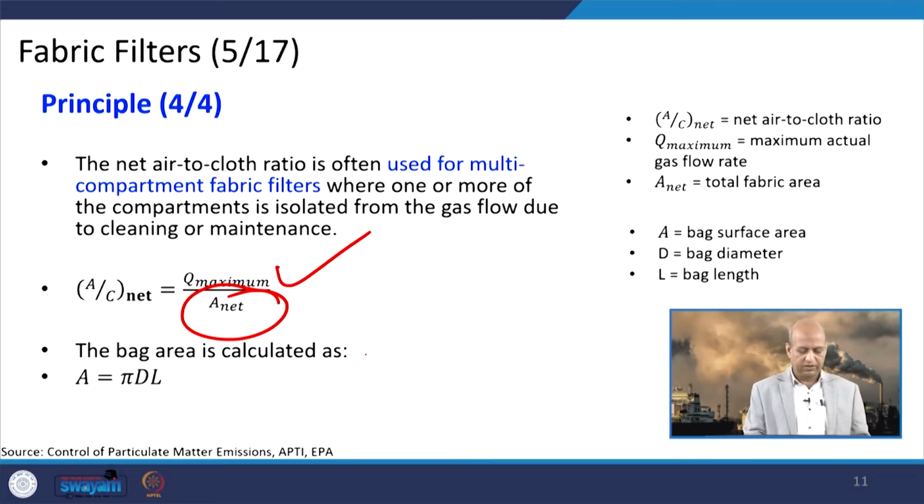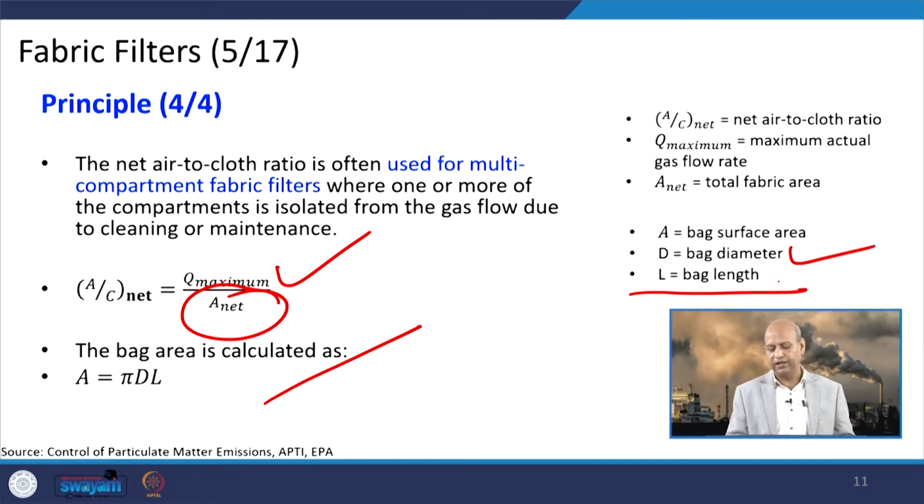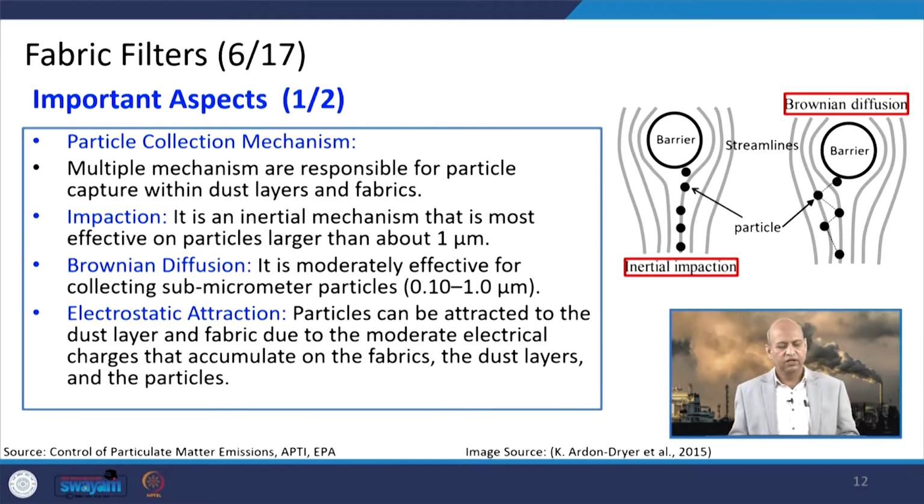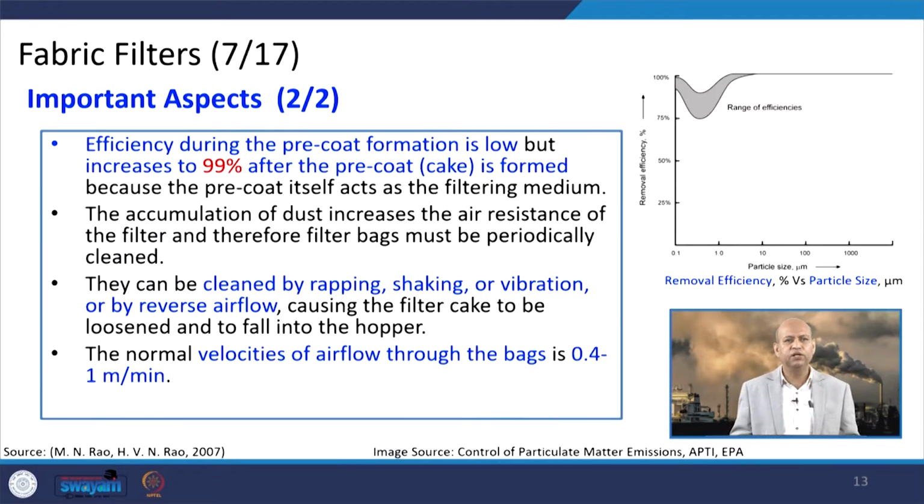The bag area is calculated by pi d l, where d is the bag diameter, l is the bag length, and A is the bag surface area. This is the relationship used for calculating the net air to cloth ratio, not the total one from earlier. Now, there are different important aspects in fabric filter operation. Particle collection mechanisms are important, in the sense that multiple mechanisms are responsible for particle capture with the dust layers and fabrics, like impaction, Brownian diffusion, and electrostatic attraction.